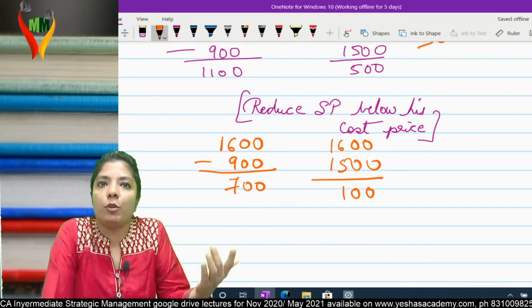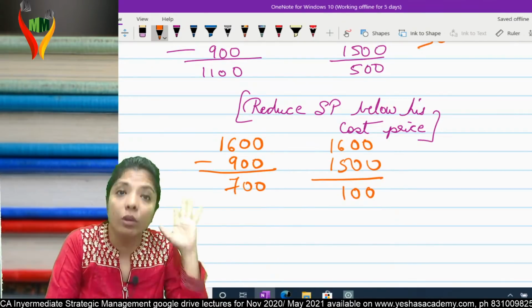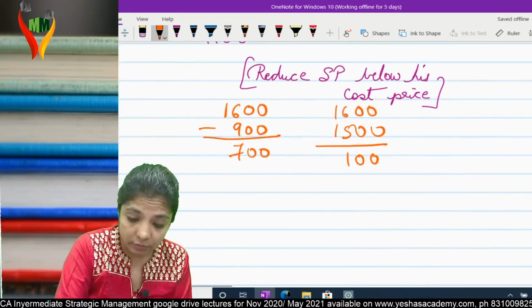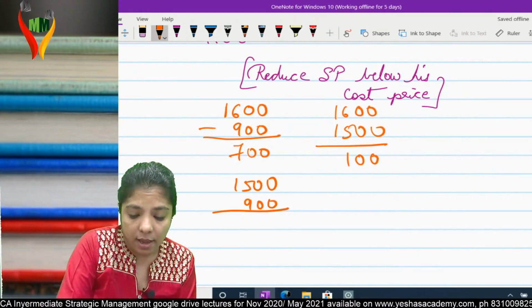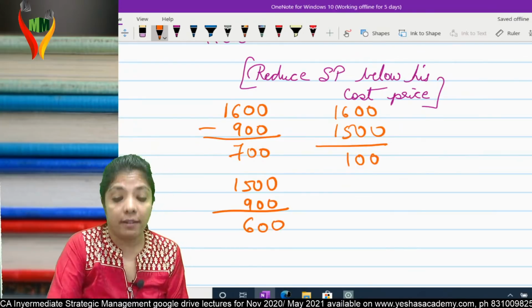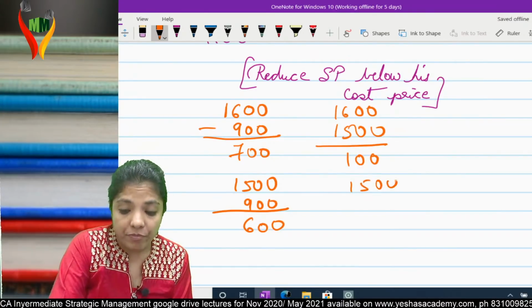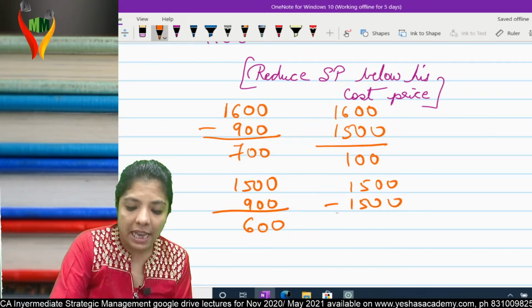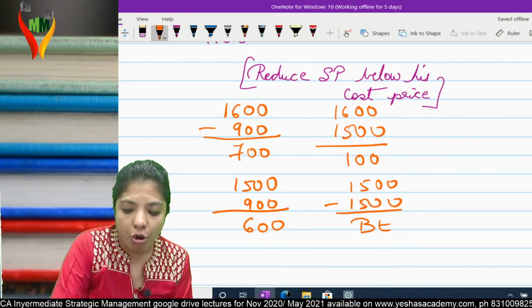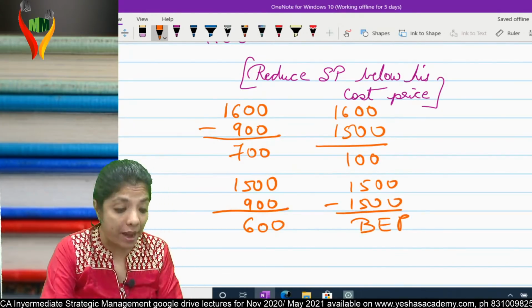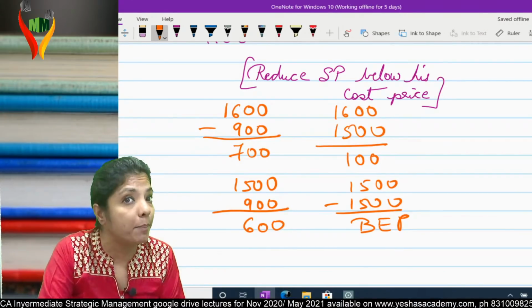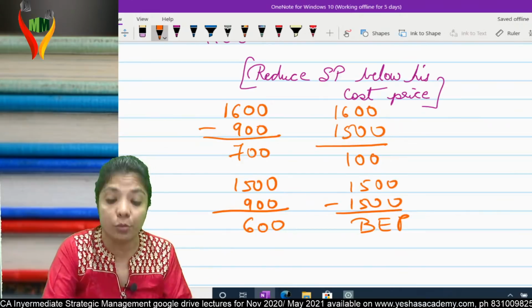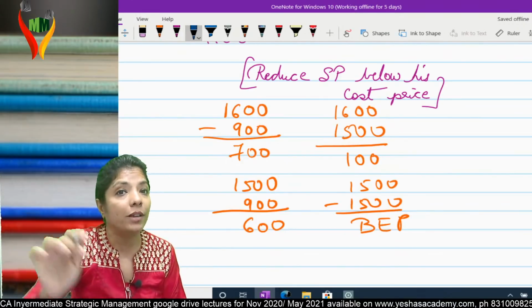Still, what will come to his mind? Okay, I'm earning, wait. I'll further reduce to 1500, with my cost at 900. My profit is now 600. I did 1500, he will also have to do 1500. He will have no profit, no loss, the break-even point. Still, what will be in his mind? Okay, I am not earning, but I'm not losing. Let me continue. Now this is the point where I'm going to attack him.